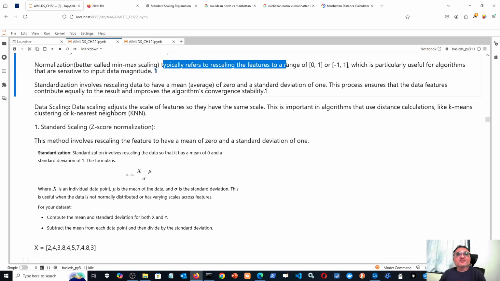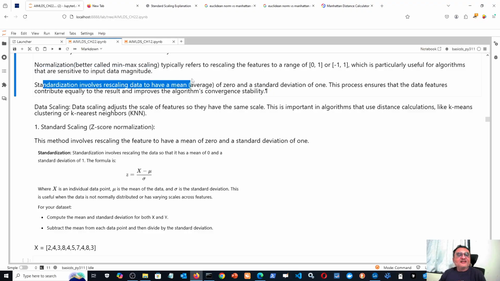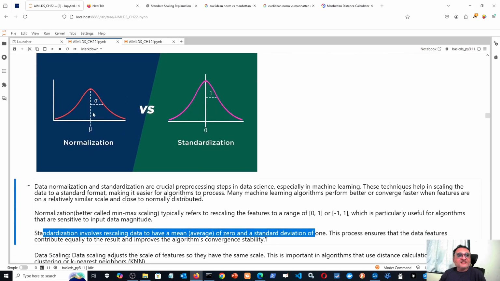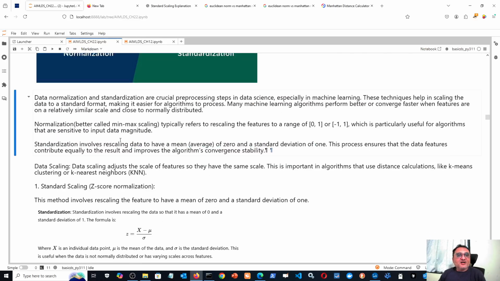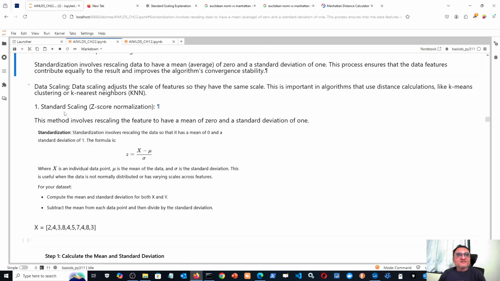So min-max scaling refers to rescaling the data features to the range 0 to 1 or minus 1 to 1, which is particularly useful for algorithms which are sensitive to the magnitude of input data. And standardization involves converting the data to have a mean of 0 and standard deviation of 1. So this is min-max scaling on the left side, 0 to 1, okay? And this is standardization. Mean is 0 and the standard deviation is 1, right? So this improves the stability and the algorithm converges fast.